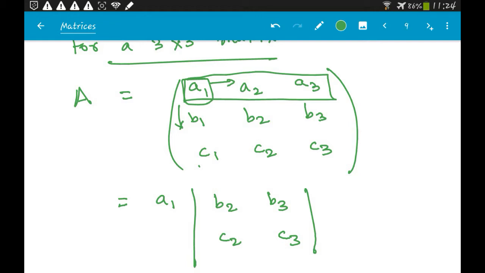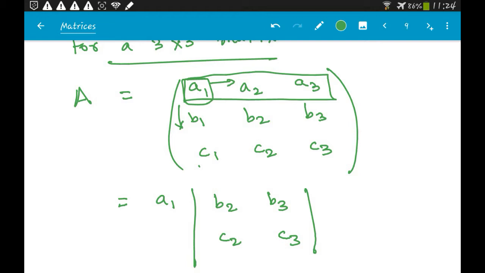So first you have to choose a row or column. We have chosen the first row. Then in that row you have to do it for every single element. For the first element A1, we looked at the element, then we left the row and the column corresponding to it, and then we see what are the other remaining elements after we leave that row and column.